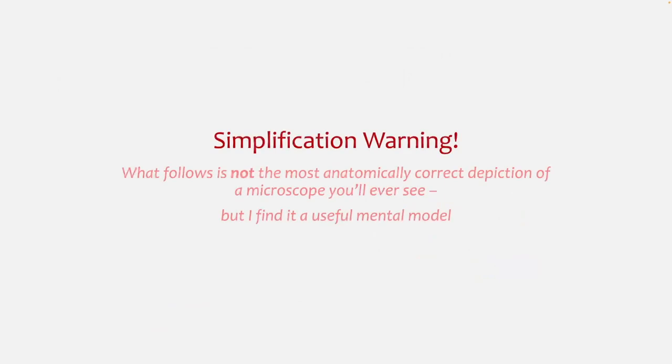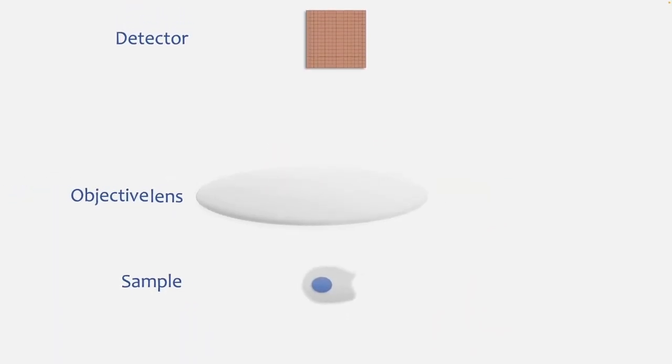So now I want to consider briefly where the pixel values come from in the context of fluorescence microscopy. What follows here is not the most anatomically correct depiction of a microscope you'll ever see. It's really a simplification, but I still find it to be a useful mental model. And there are lots of other resources online if you want to find out more about microscopes in detail.